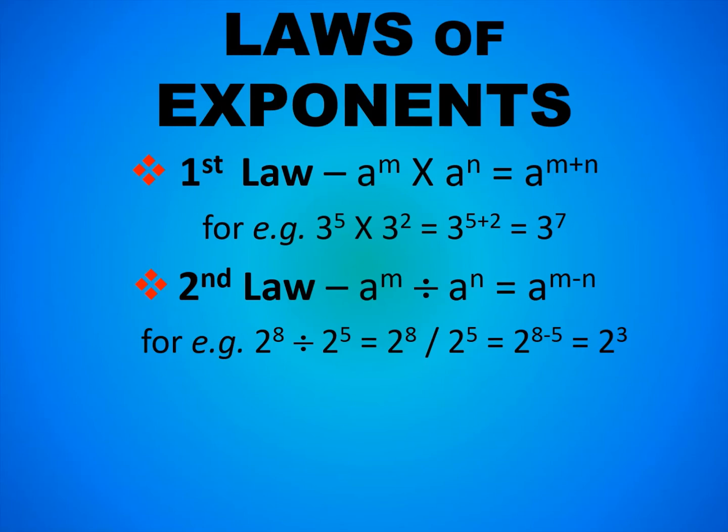To explain this, we take an example like 2 raised to the power 8 divided by 2 raised to the power 5. In this, 2 is the common base and 8 and 5 are the powers. So, we will subtract the powers, that is 8 minus 5, which will give us 3. So, 2 raised to the power 3.